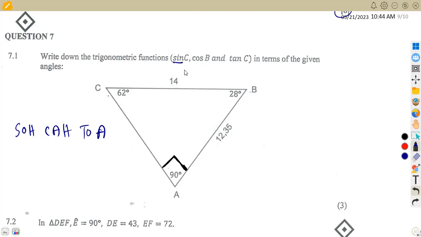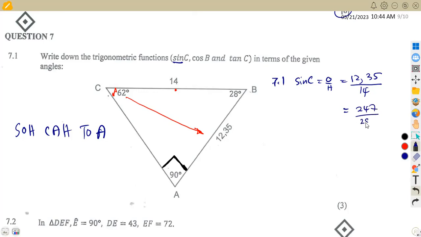So let's start with the sine of C. The sine means opposite over hypotenuse. According to this angle C, which part is the opposite? The opposite is this one that faces C. The hypotenuse is 14. So this is going to be opposite 12,35 over the hypotenuse, which is 14. We are done at this stage. You can leave your answer like this, or you can simplify from your calculator. This is going to be 247 over 280. Or you can just leave it like that.